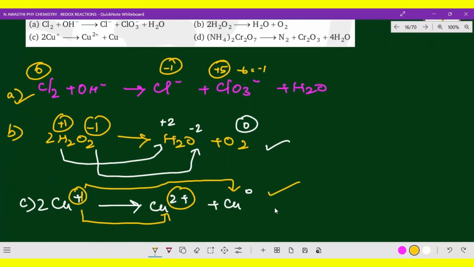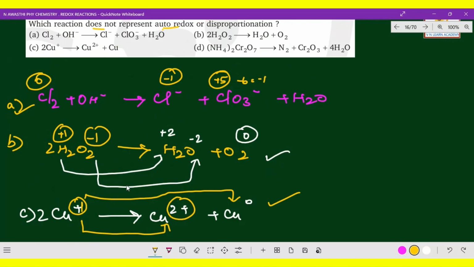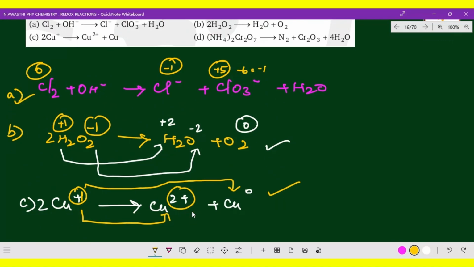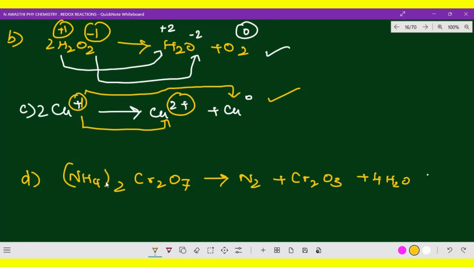And the last one, very clearly it has been mentioned. So option D, (NH4)2Cr2O7 gives N2 plus Cr2O3 plus 4H2O. Come on, let us identify the oxidation states so that we can identify very easily whether it is an auto redox reaction or not. So usually ammonium is a plus 1 oxidation state. Right, now here that means this is plus 1 oxidation state, so plus 1 oxidation state here means equal to plus 1, right?